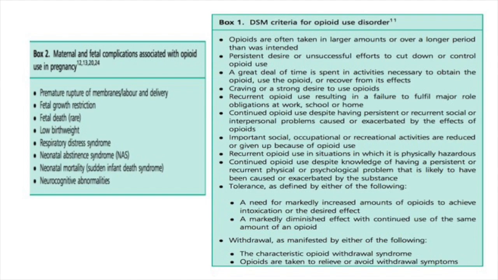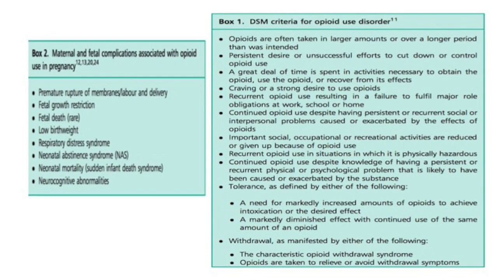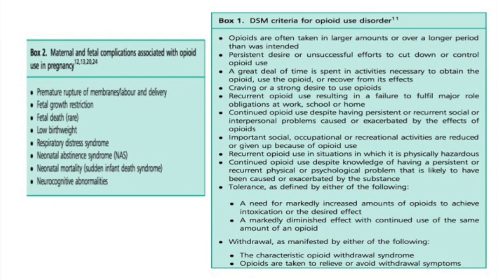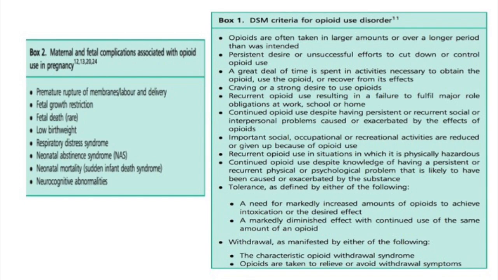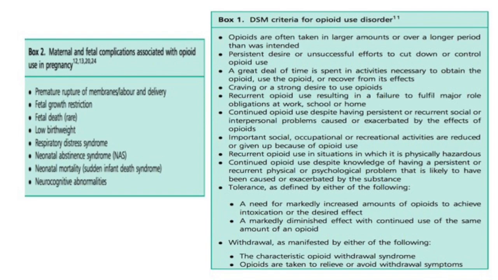Okay, so now we've got some green boxes to go through. Maternal and fetal complications associated with opioid use in pregnancy: premature rupture of membranes, premature labour and delivery, fetal growth restriction, fetal death, low birth weight, respiratory distress syndrome, neonatal abstinence syndrome, neonatal mortality, sudden infant death syndrome, and neurocognitive abnormalities. Now, the DSM criteria for opioid use disorder.